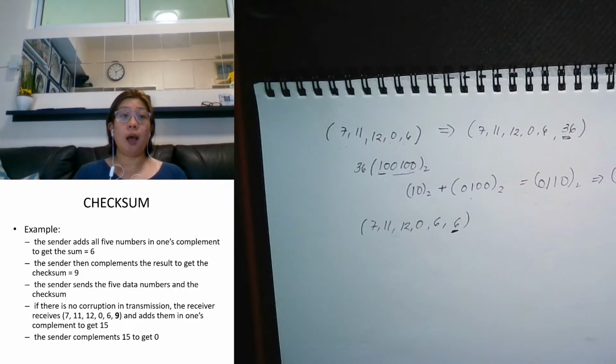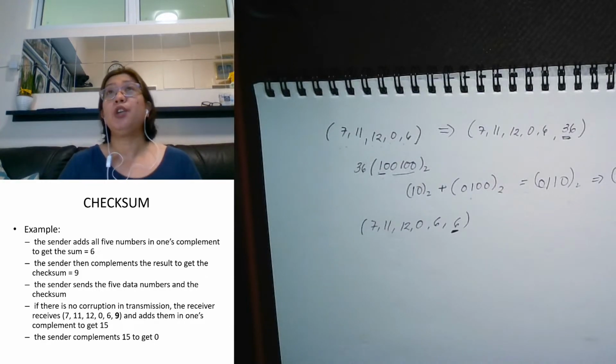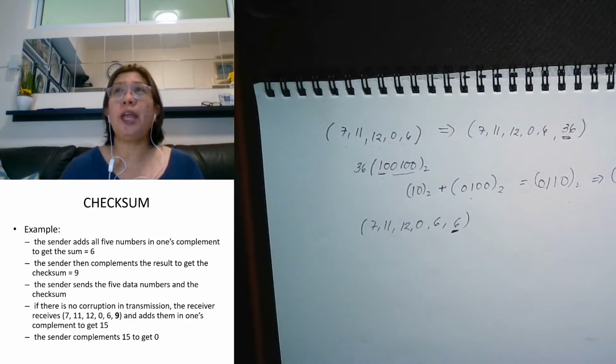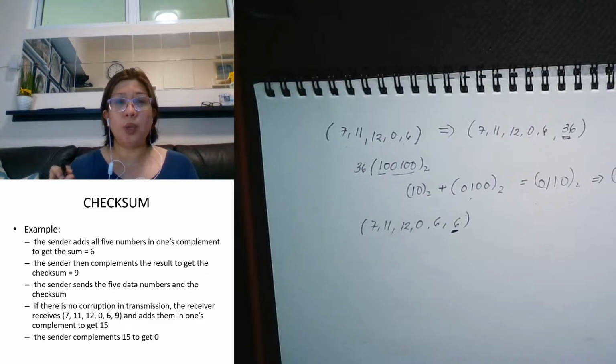The sender adds all 5 numbers in one's complement, so that is what we did earlier, to get the sum of 6. The sender then complements the result to get the checksum, which is equal to 9. As you can see, to get the complement, the sender complements the result to get the checksum 9.